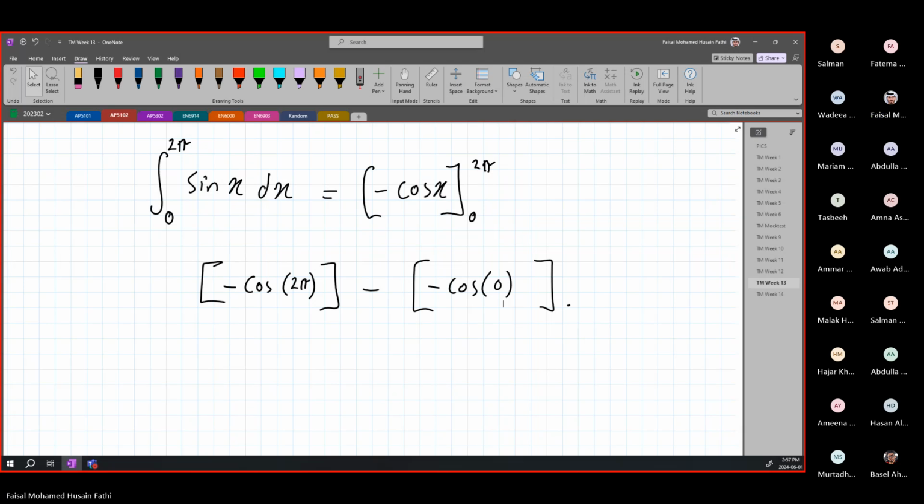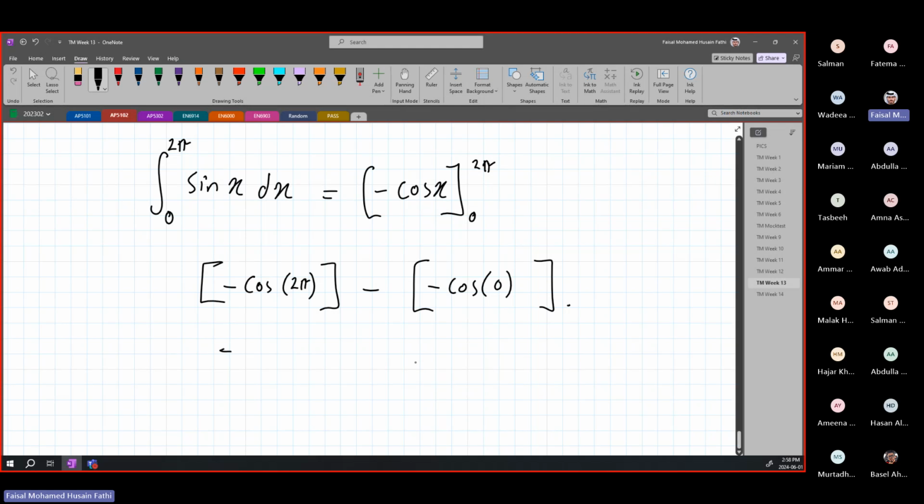Cosine of 2 pi is 1. So minus cosine of 2 pi, which is 1. I think it's 1. Let me just make sure I'm right. 2 pi. Yes, it is 1. Minus cosine of 0, which is also 1. So if you notice here, we're going to get minus 1. Minus and minus becomes plus 1. And the area here is actually 0.